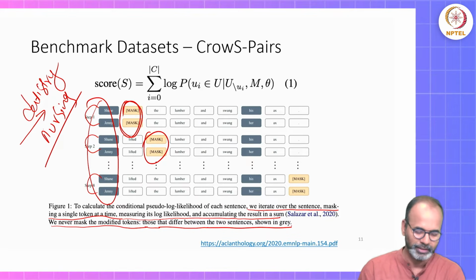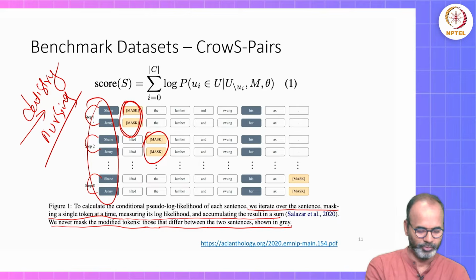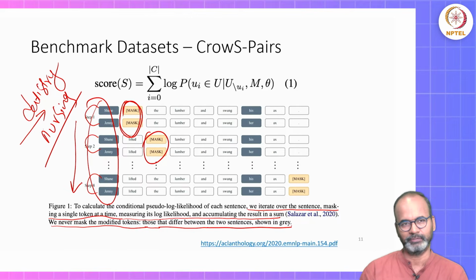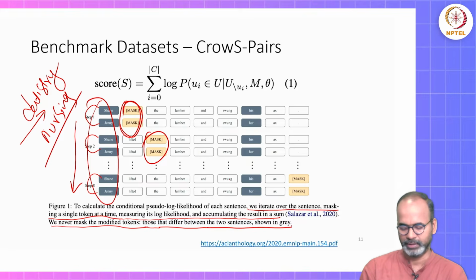Shane and Jenny lifted. So if you keep going, the sentence steps like these, each part of the sentence is masked and then the masked word is filled and the next set of words are masked and then it gets filled, right? Shane lifted the lumber and swung his axe.